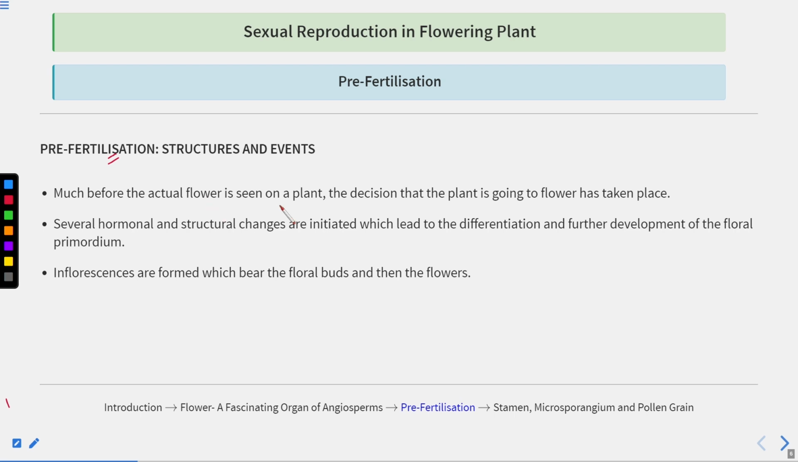Now, much before the actual flower is seen on the plant, the decision that the plant is going to flower has been taken. So if you know about the phases of the growth of the plant, first is the vegetative phase, and second is the reproductive phase. So there are two phases. First is the vegetative, second is the reproductive. So during the reproductive phase, what is formed? Flower. Flowers are produced during the reproductive phase.